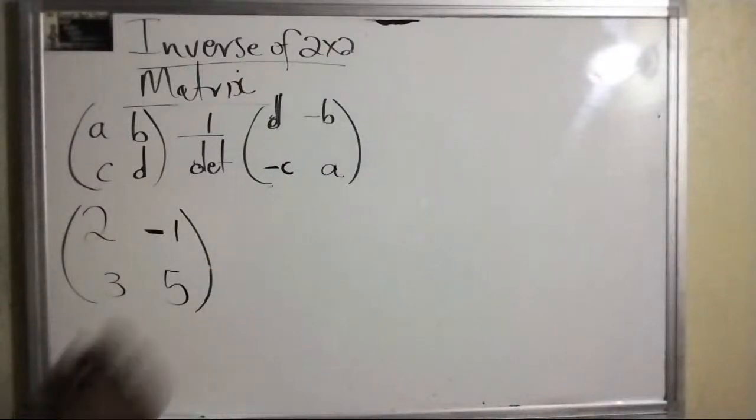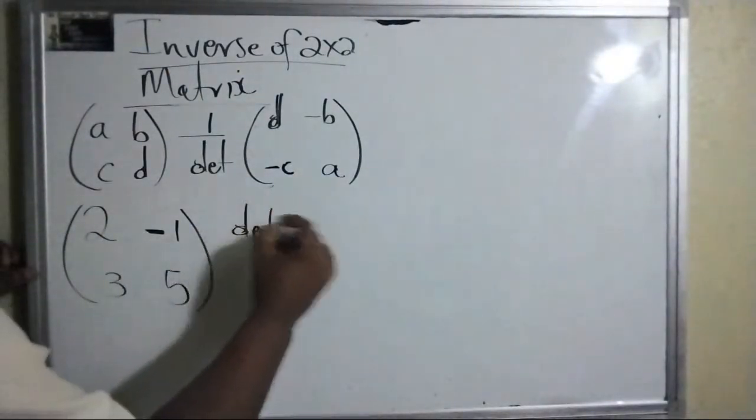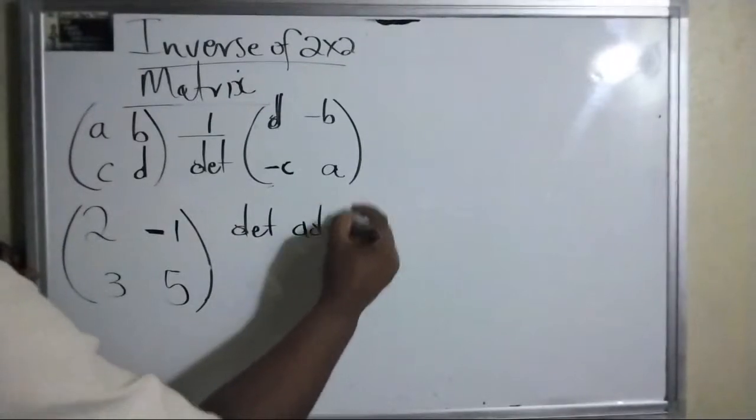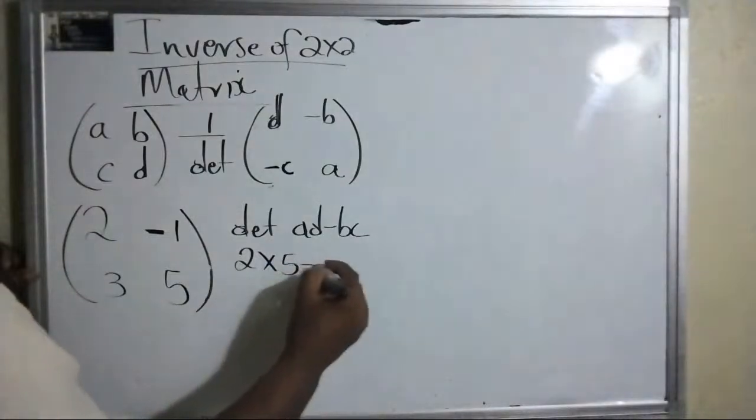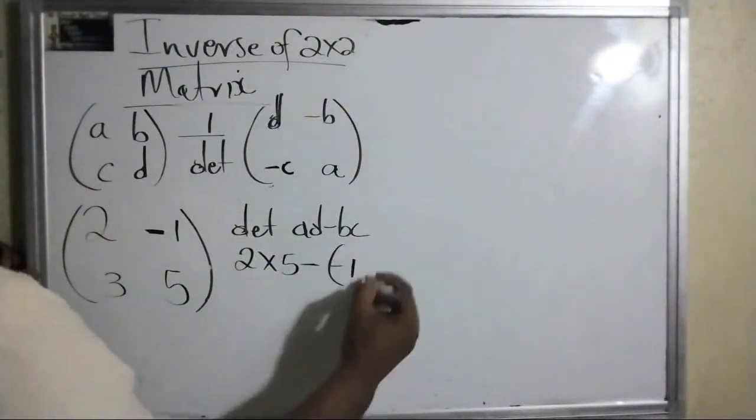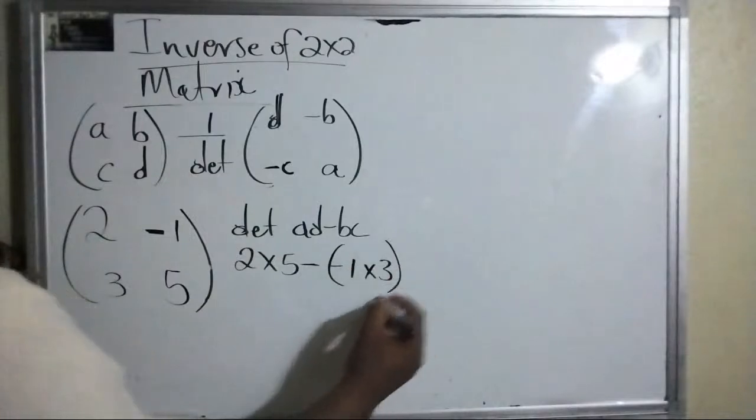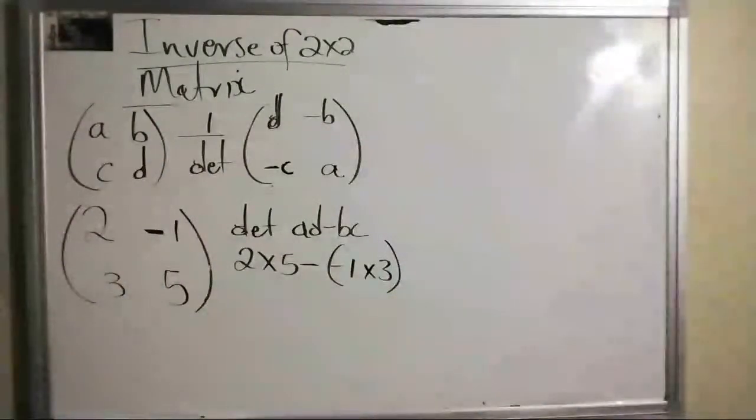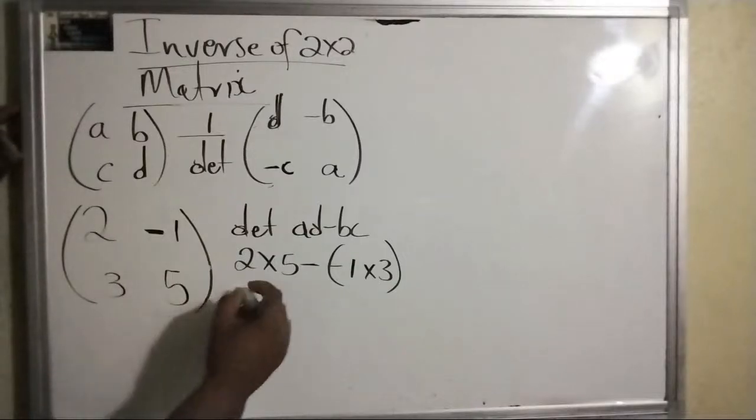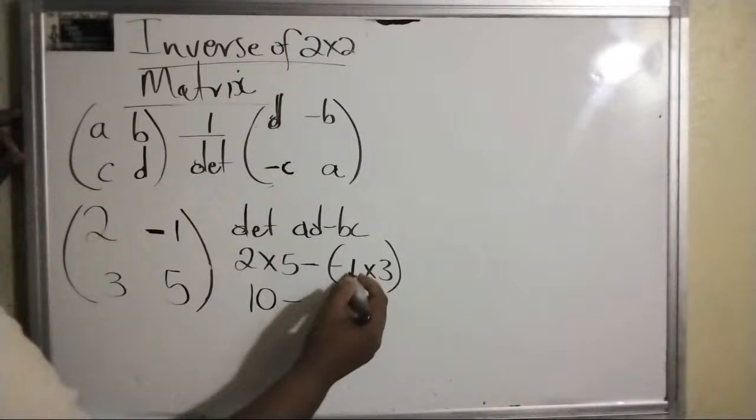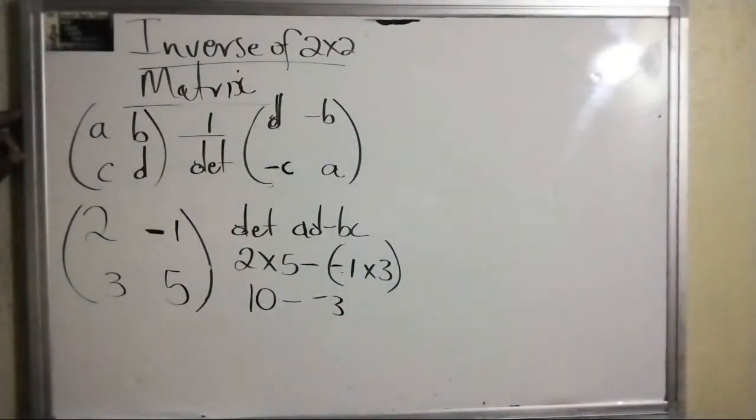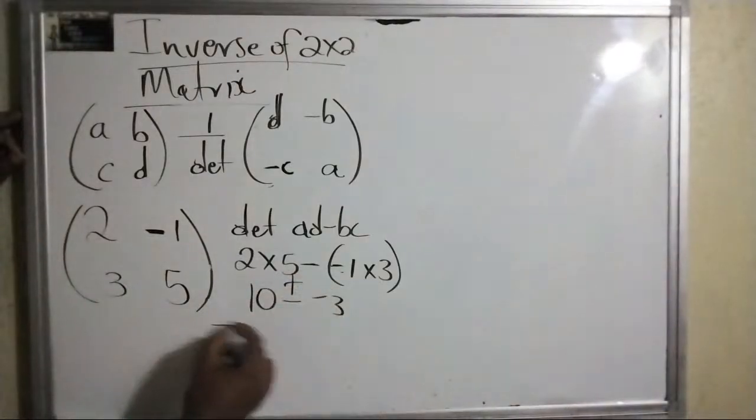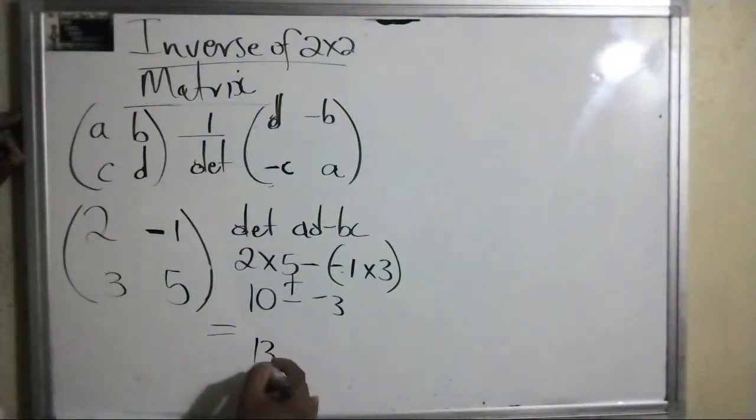So first we find the determinant. But remember what the determinant is. AD minus BC, which is 2 times 5 minus negative 1 times 3. Be careful with the sign, that kills a lot of people. So it's 2 times 5, that's 10. Then minus negative 1 times 3, that's negative 3. So we're going to add now because this becomes positive. So the determinant is 13.